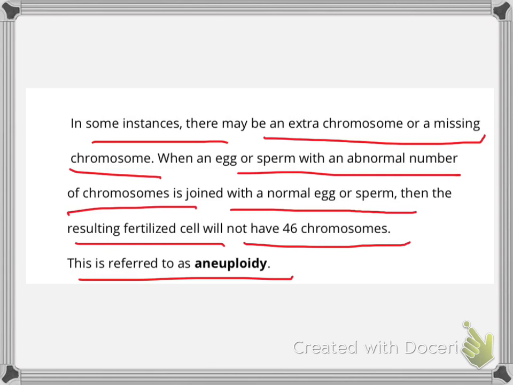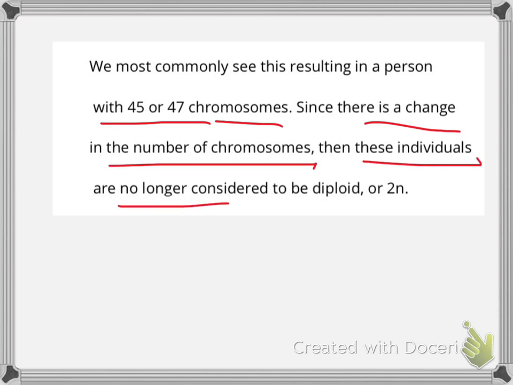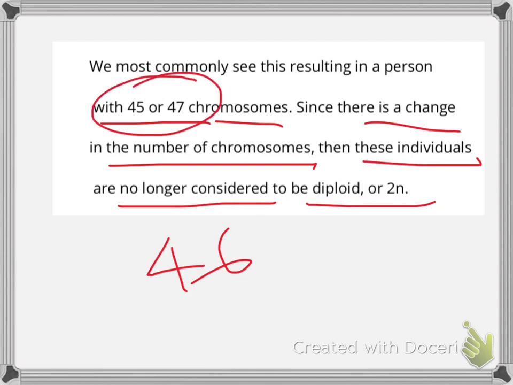So, the abnormality in the number of chromosomes is known as aneuploidy. In such persons, we can see 45 or 47 chromosomes. Since there is a change in the number of chromosomes, these individuals are no longer considered to be diploid or 2n, because their chromosome numbers are different, not 46. They are 45 or 47.